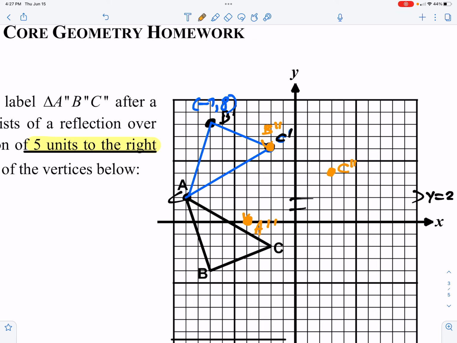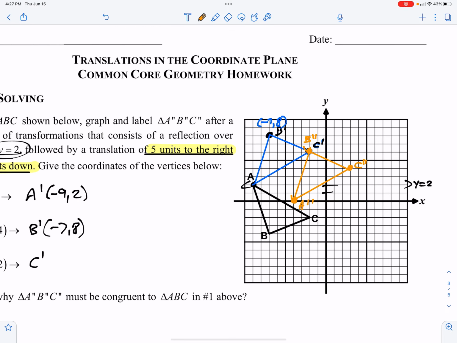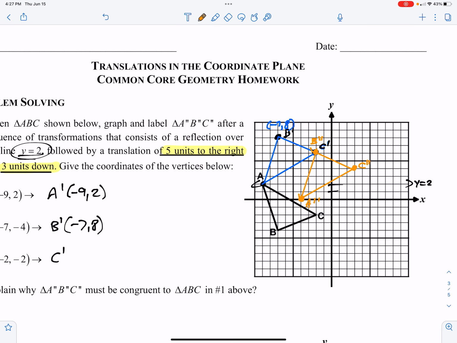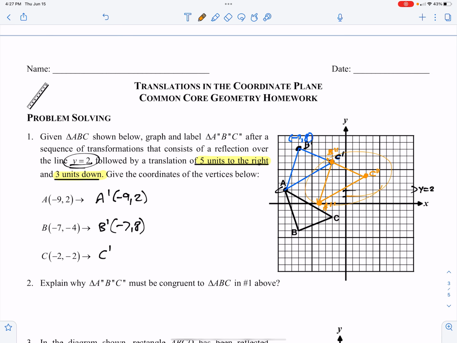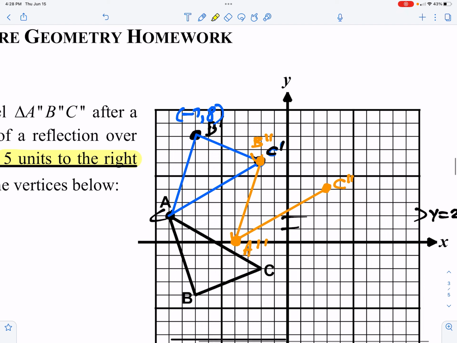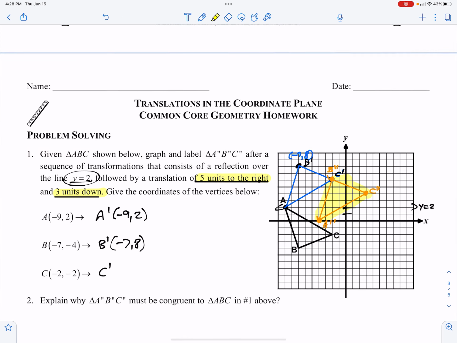Okay, and then we'll just go ahead and connect those. And you have your reflection about the line y equals 2, and you have your translation. So the orange triangle, that's the final, not only reflected image but translated image as well. So this one here is the sort of the final one.